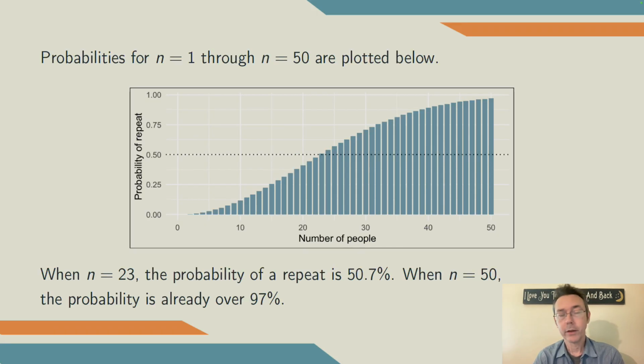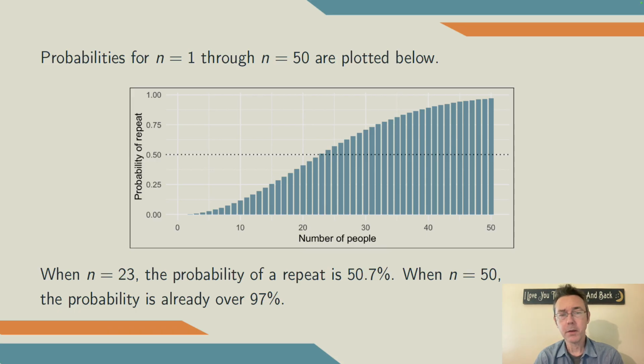From here, we want to tackle it numerically. I used R, and I plugged in the values n equals 1 through n equals 50, and I made this visualization, along with a cutoff value of p equals 0.50. We want to get the first bar here that actually is taller than that dotted line. The result ends up being n equals 23, where the probability of a repeated birthday is about 50.7%.